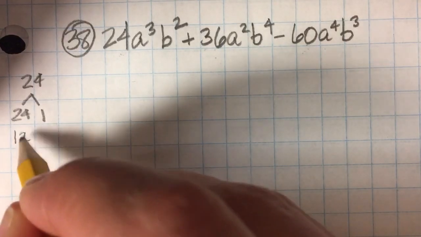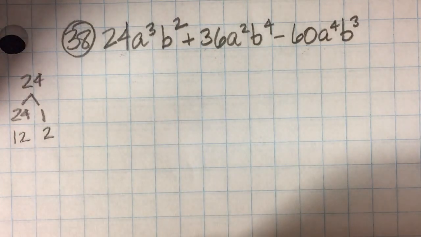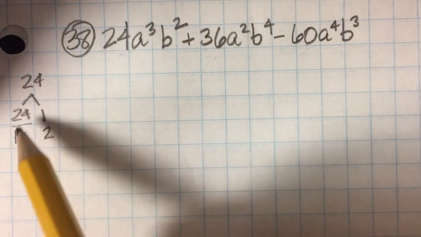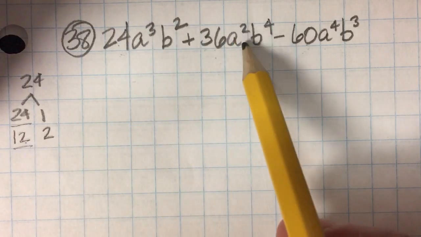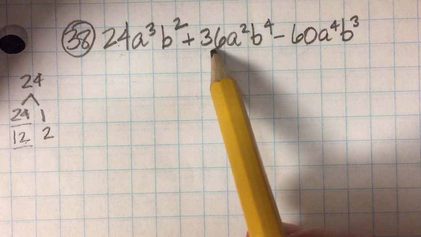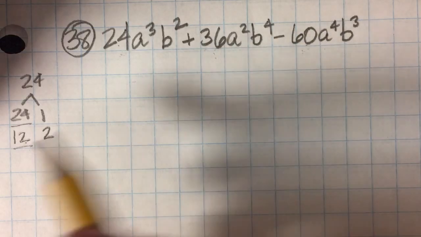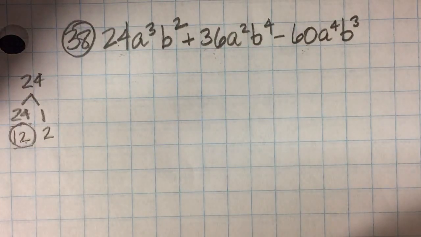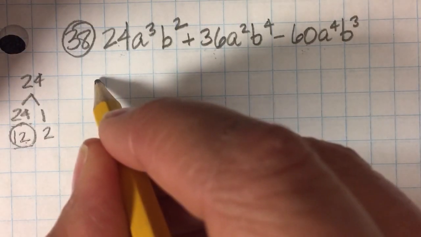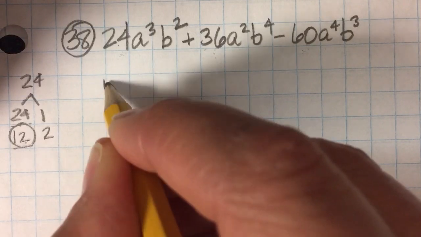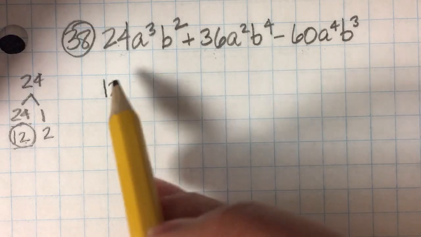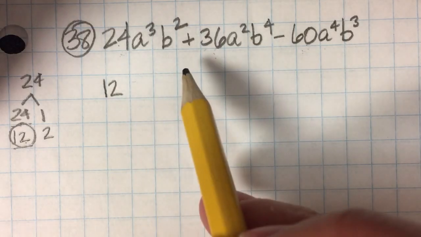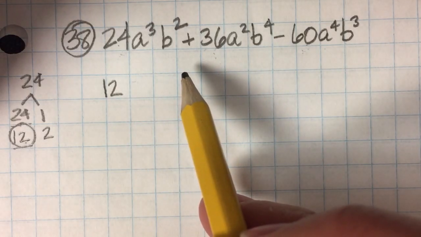So now we're going to look at 12 and 2. Again, we're looking at the largest of the factors. If 12 goes into all three of these, 12 does go into 36 and 12 does go into 60. Therefore, that is our greatest common constant factor. So I'm going to take the 12 and pull it out of the expression, and we'll come back to this. The next thing I'm going to do is look at the variables.